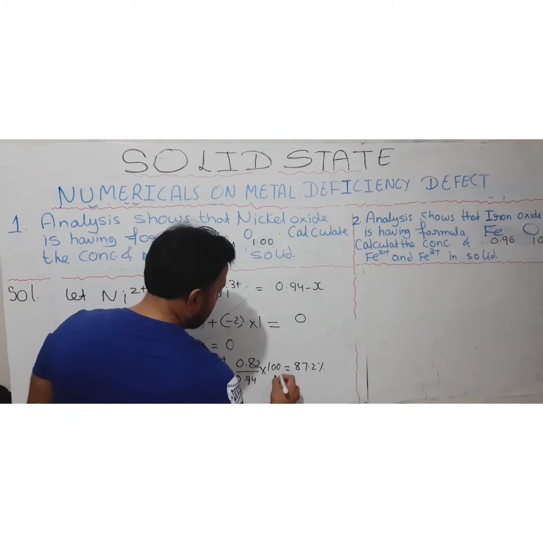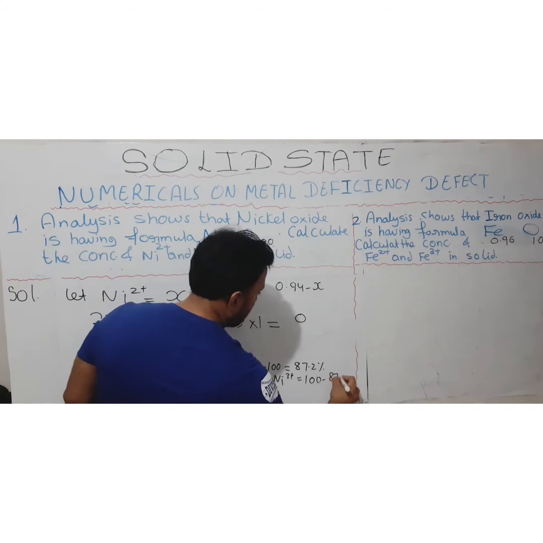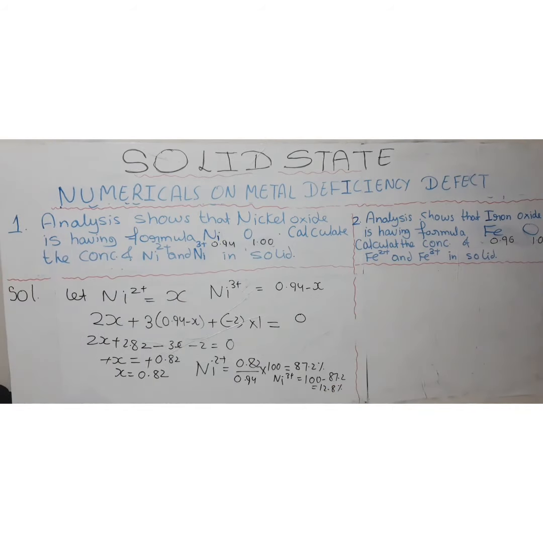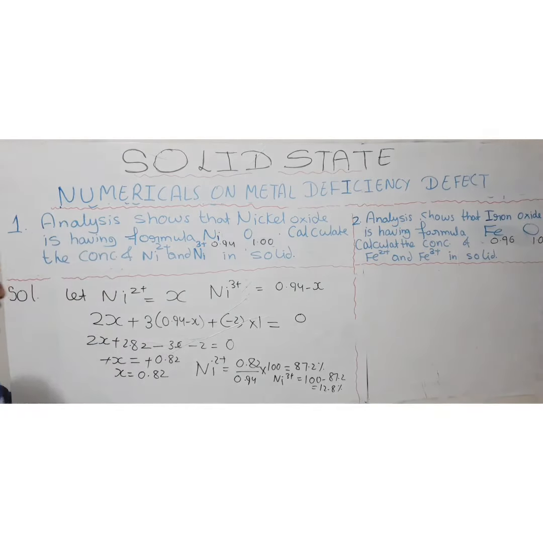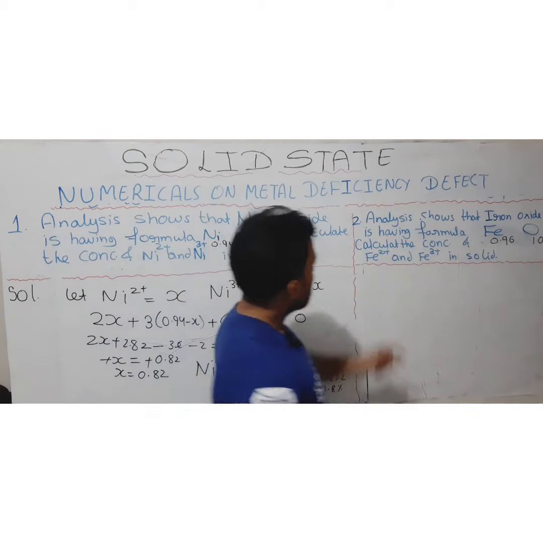So the Ni3+ ion present here will be equivalent to 100 minus 87.2, that is coming equivalent to 12.8%. Okay, so that is how we have calculated the percentage of both the ions present in this solid. So we have to simply use the oxidation number method. Now, a similar question of that type.